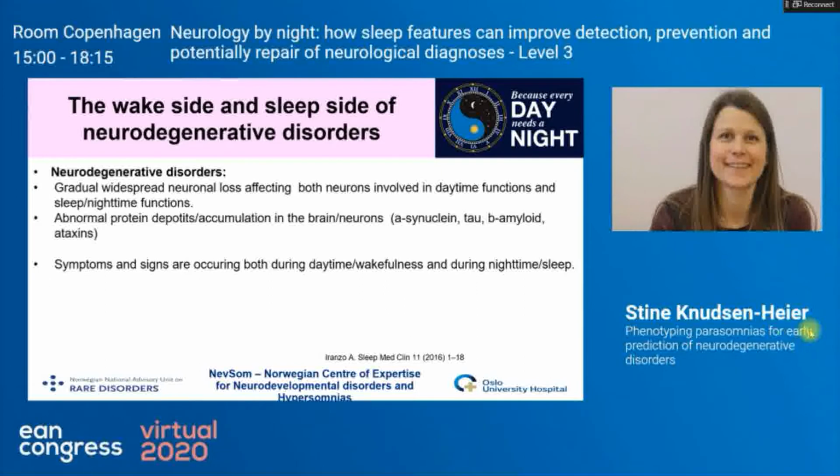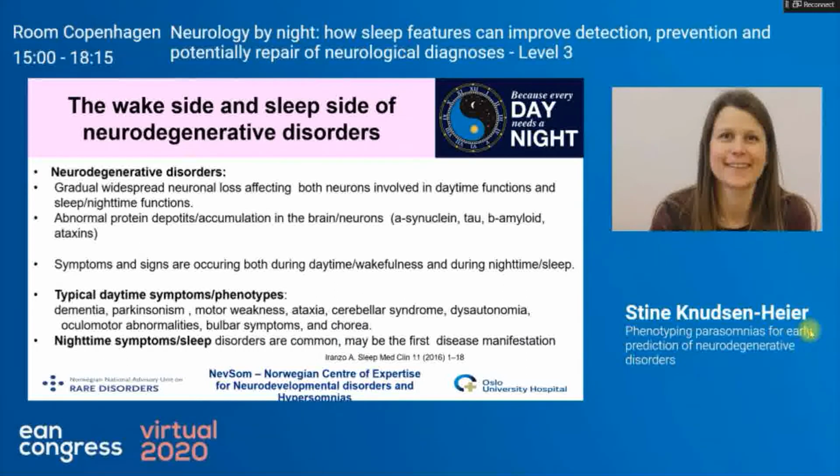But in addition, the neurons that are still surviving are also not functioning so well because there are abnormal protein deposits or accumulation in these neurons: alpha-synuclein, tau, beta-amyloid, and the ataxins. So not surprisingly, the symptoms and signs of neurodegenerative disorders occur both during the daytime and wakefulness, and those are the ones that we doctors see. But we also have to look for the ones that occur during the nighttime and the sleep because they're there.